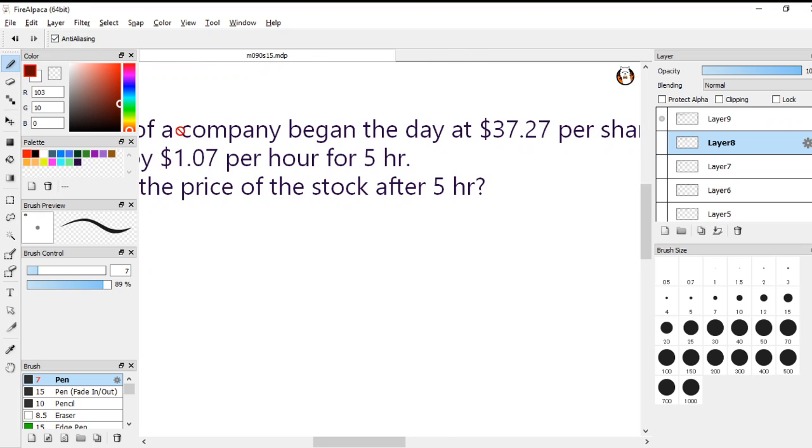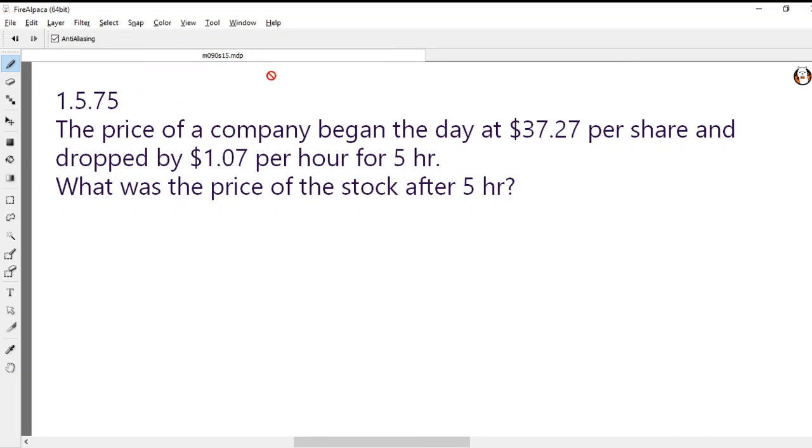Next, we have a word problem. There we go. The price of a company began the day at $37.27 per share and dropped by $1.07 per hour for 5 hours. What was the price of the stock after 5 hours?